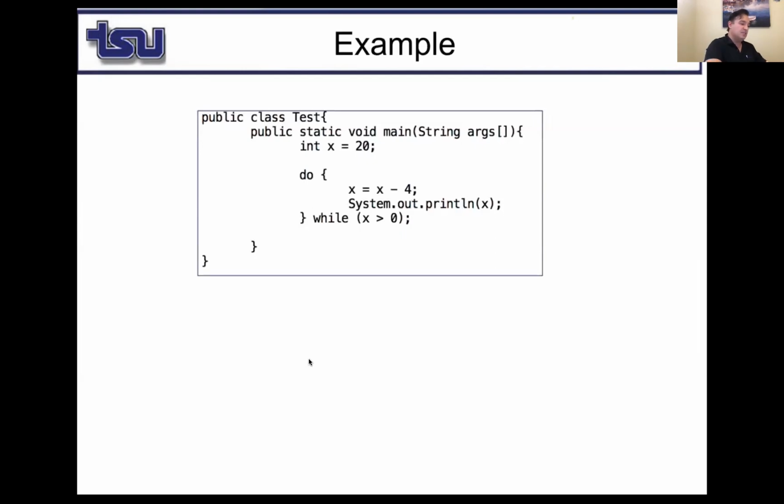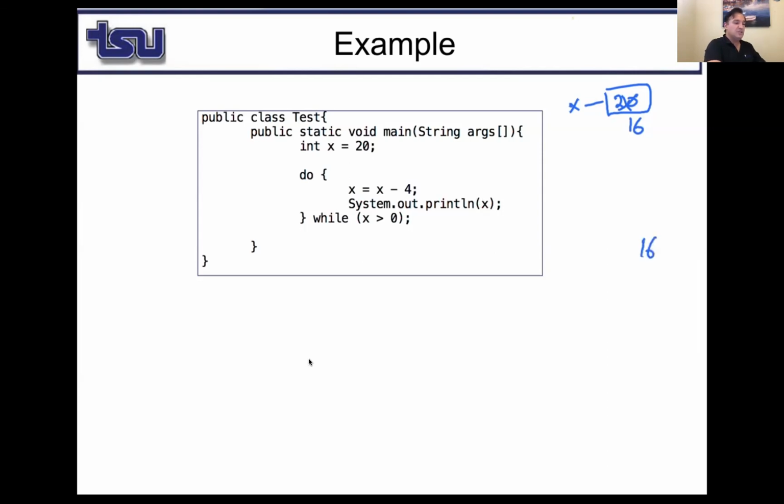Okay, let's check this example. I have X 20. Then I have do while, that means I will get inside without checking anything, and I will decrease X by 4. So X becomes what? 16 here. And that's going to go ahead and print it. So on the screen, I will see 16.